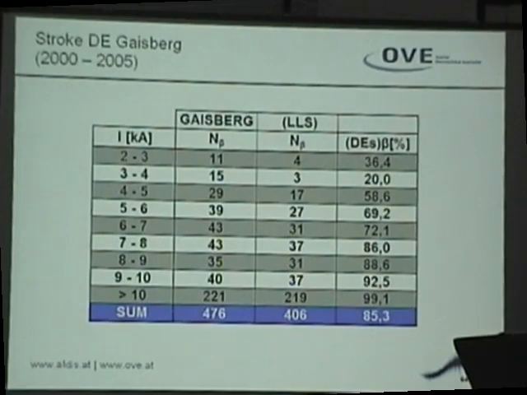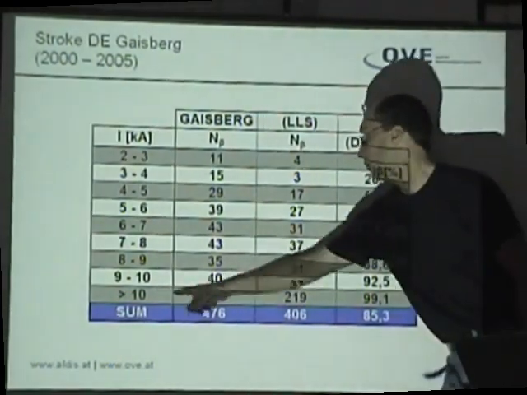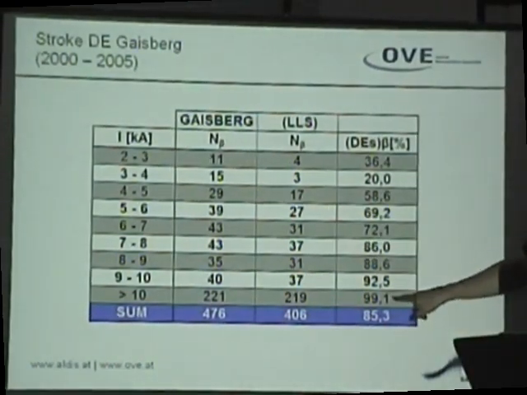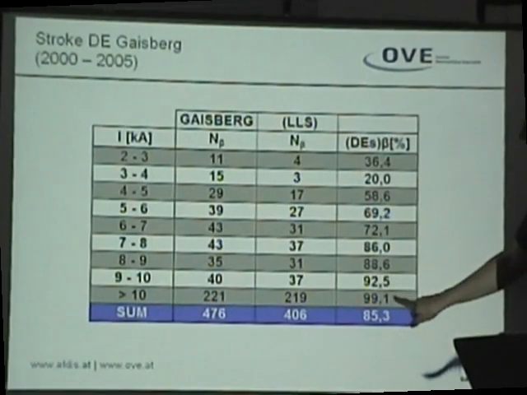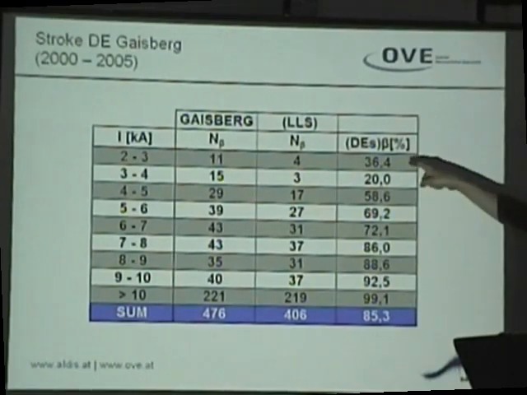the tower. What did the lightning location system detect? Did it detect or did it not detect? And we check this for different peak currents. You see, above 10 kiloamps, there is a 99% detection efficiency. And the smaller the peak current, the smaller the detection efficiency, which is somehow logical.